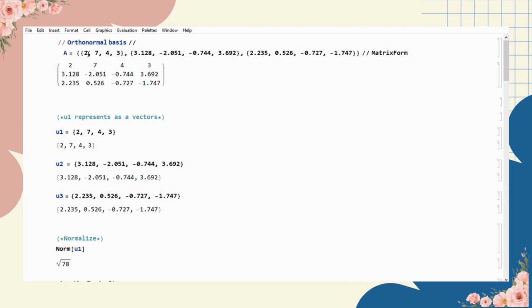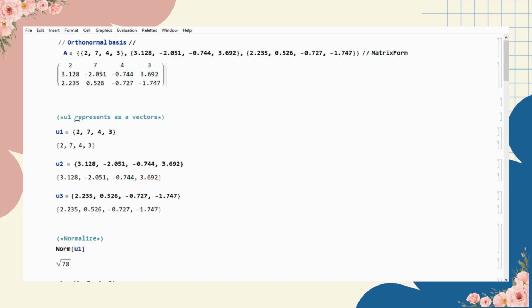So, the given expression here, A, represents a matrix. We have 2, 7, 4, 3, 3.128, negative 2.051, negative 0.744, 3.692, 2.235, 0.526, negative 0.727, and lastly, negative 1.747. So, matrix A has 3 rows and 4 columns. The first row of the matrix A is 2, 7, 4, 3.